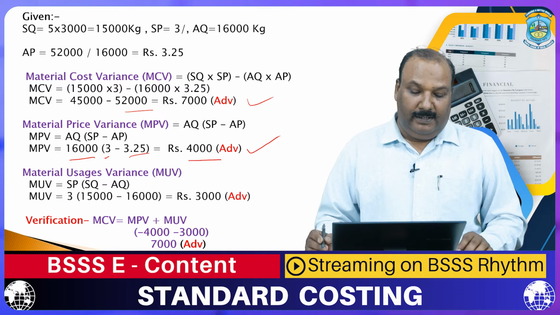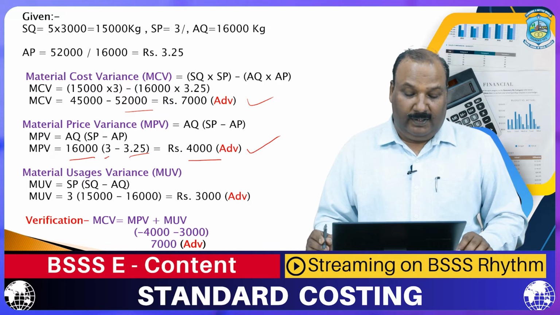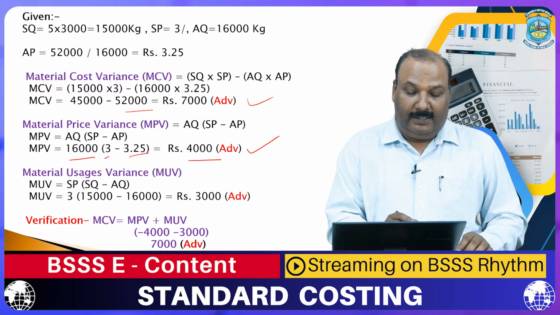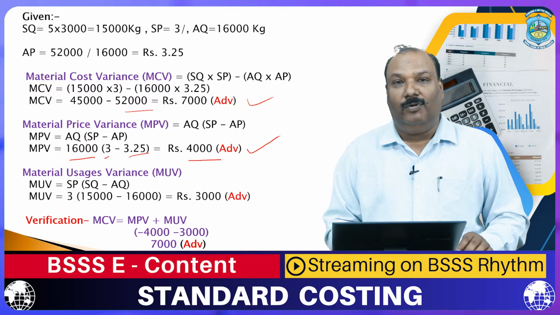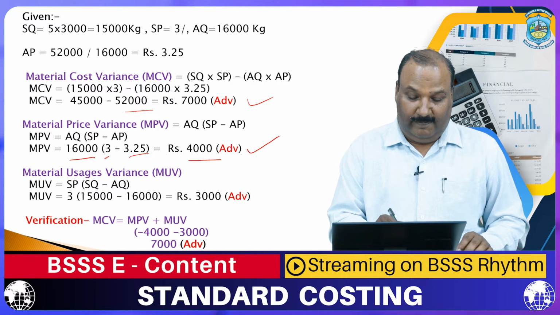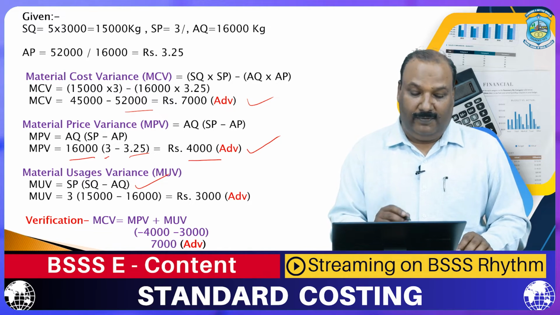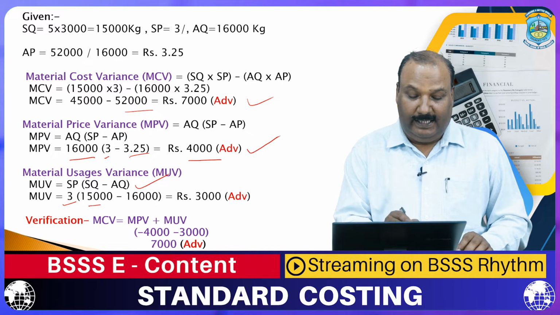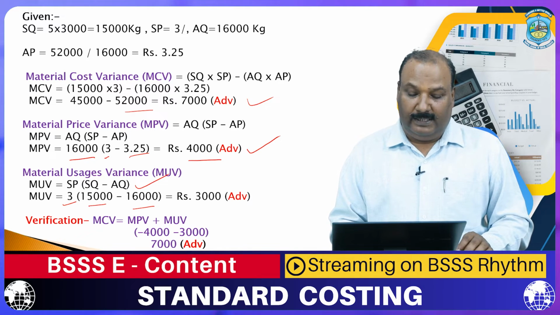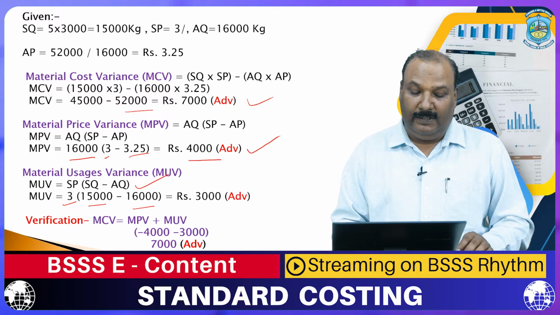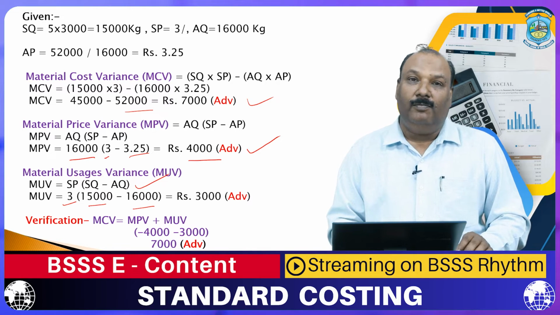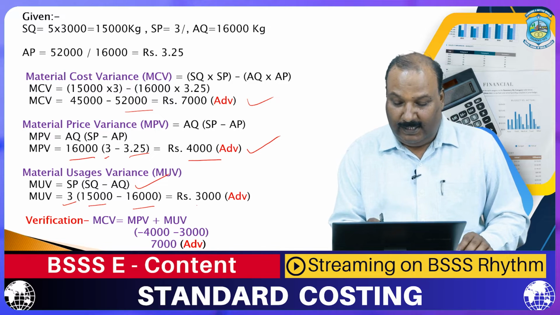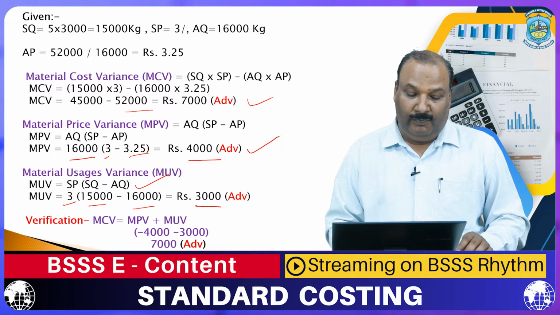Now, we will calculate here material usage variance. The formula for this is standard price multiplied by standard quantity minus actual quantity. Now, we will put the values in the formula. Standard price is 3 rupees, standard quantity is 15,000, actual quantity is 16,000. So, the difference between 15,000 and 16,000 is 1,000, which is a negative value, multiplied by 3. So, the answer will be 3,000, it is also adverse.